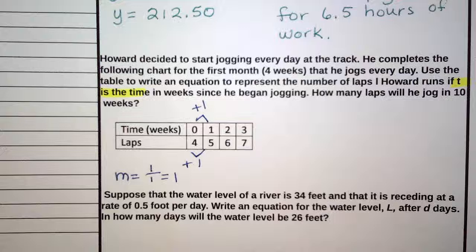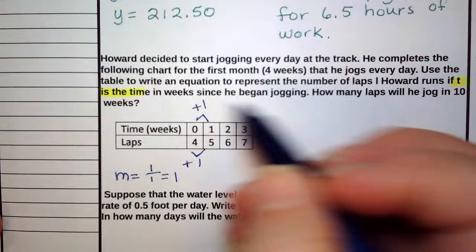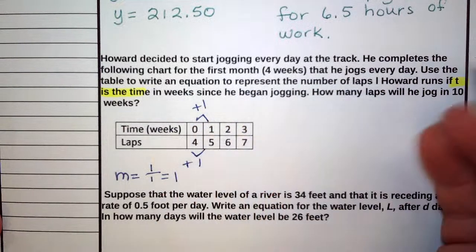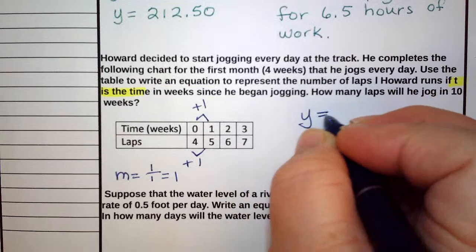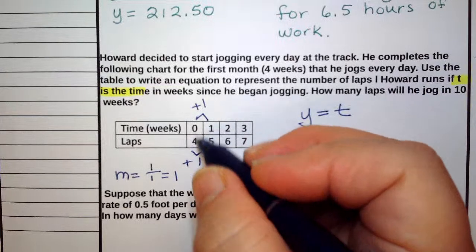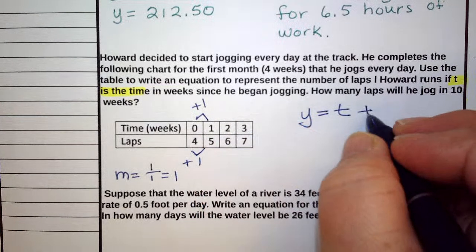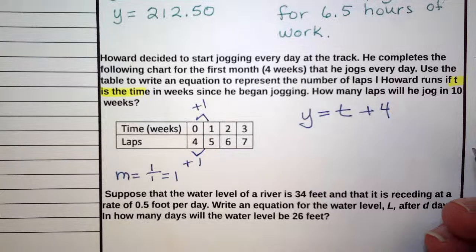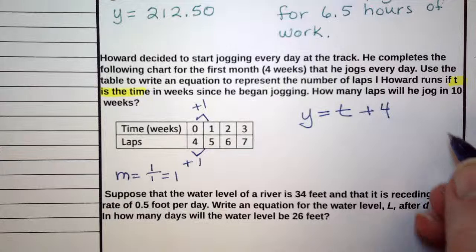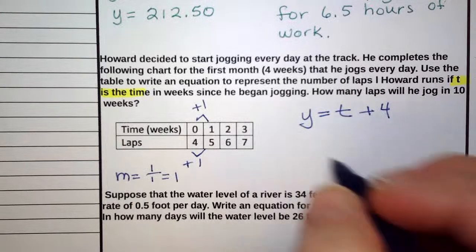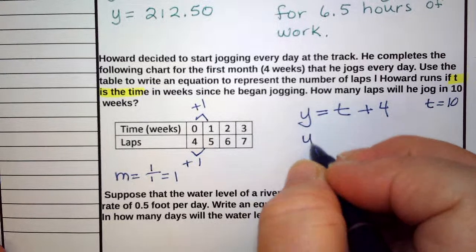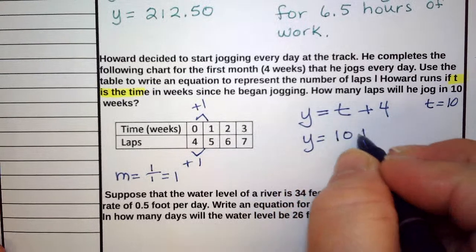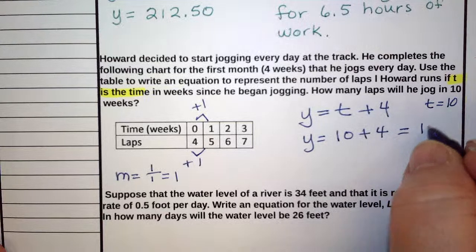No. So here, what does it tell us what to use? So we're looking at y is equal to T. Now right here is my y-intercept plus 4. The very first week he did 4 laps, and every week after that he added 1. So T plus 4 is the answer there. But we know that T is equal to 10. So y is equal to 10 plus 4, which is equal to 14.